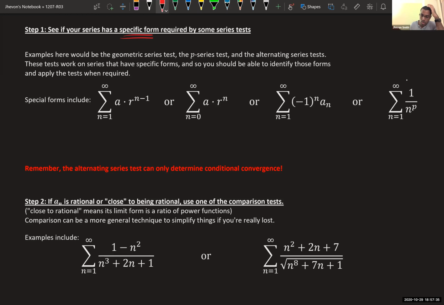And remember with this one, the alternating series test can only determine conditional convergence. So you need to be aware of that.